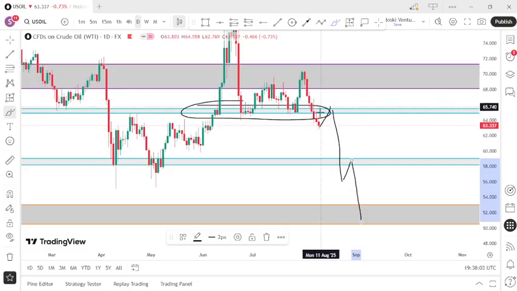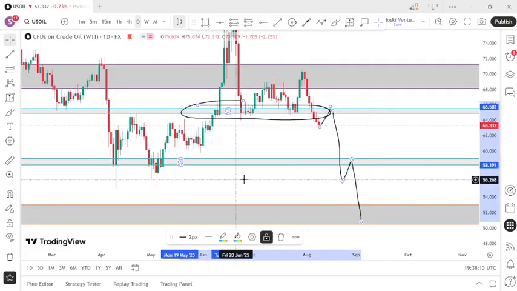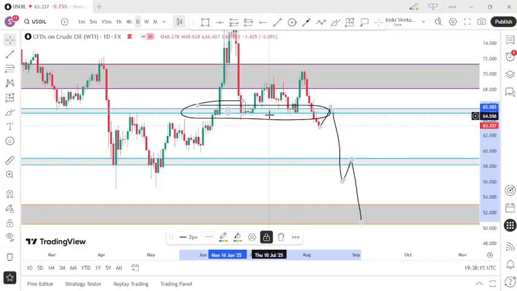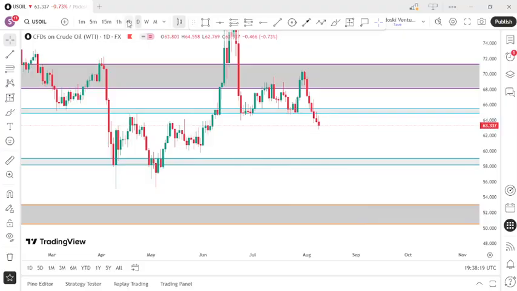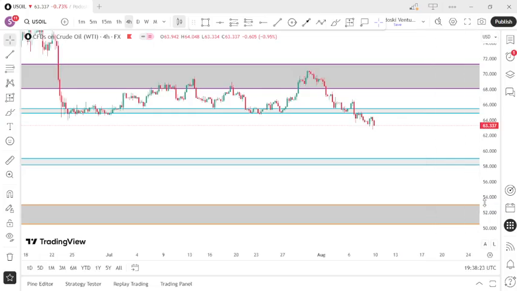So I think that is how we are going to be picking the trade on US oil. We are going to be waiting for the retest to the daily zone. After that, we wait for candle confirmation and pick a sell on US oil. So with that being said, let's go to the 4 hour and prepare for that particular entry.